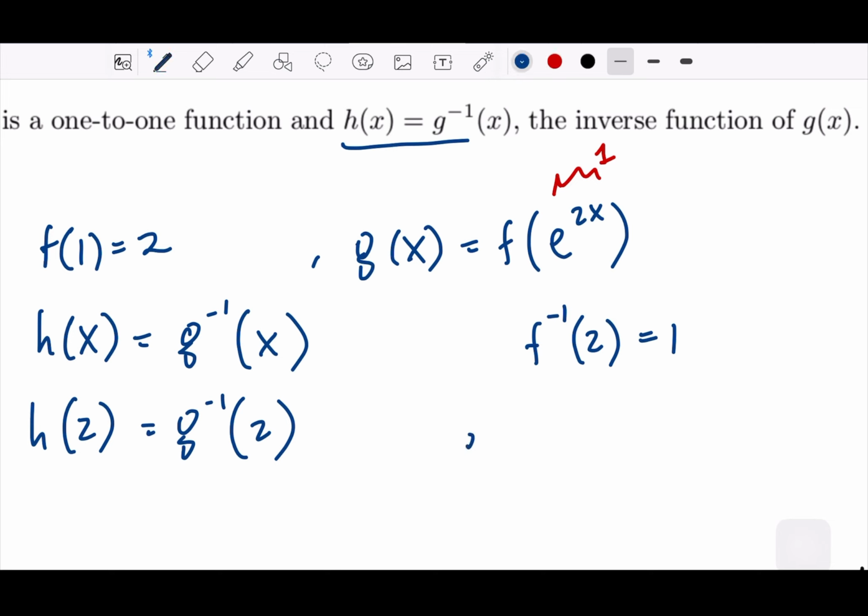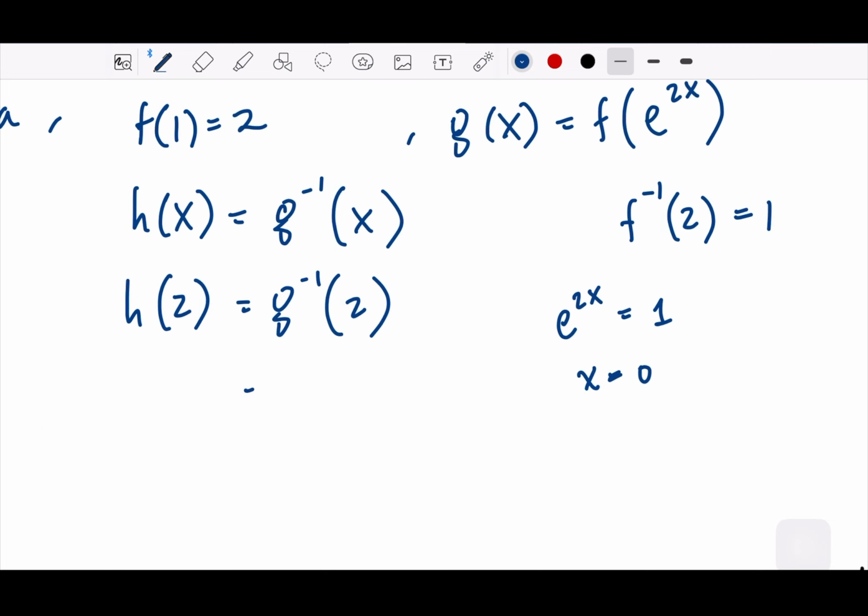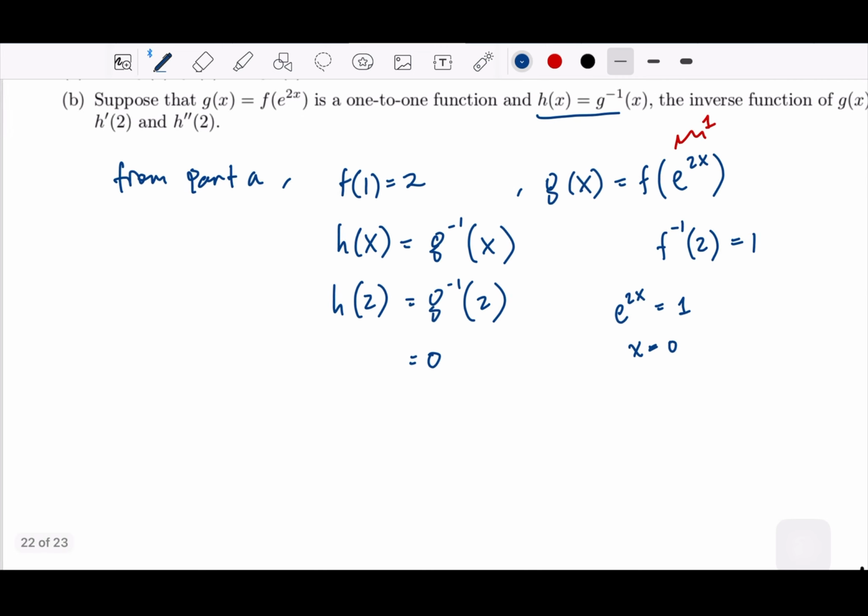So e^(2x) is supposed to be 1, so x should be 0. That means the g inverse of 2 is 0. Okay? I hope you get my idea here.